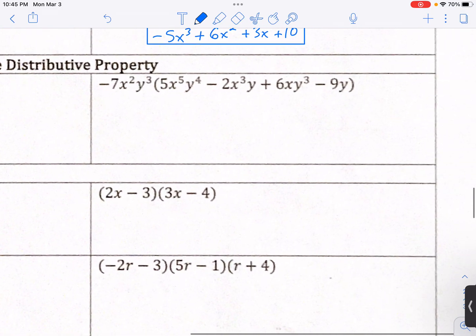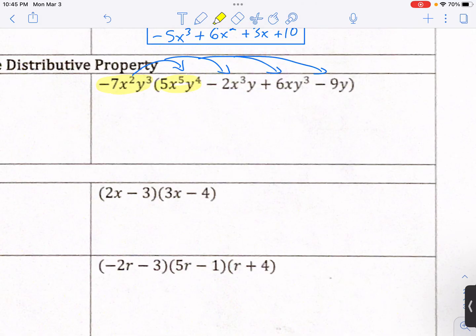Again, this one looks complicated. See if you can do it. Again, when you add, make sure you only add the x's with the x's and the y's with the y's. Again, I'm just going to proceed and try to do it. So again, we're going to start out with this one, and we're going to multiply it to each one of these.